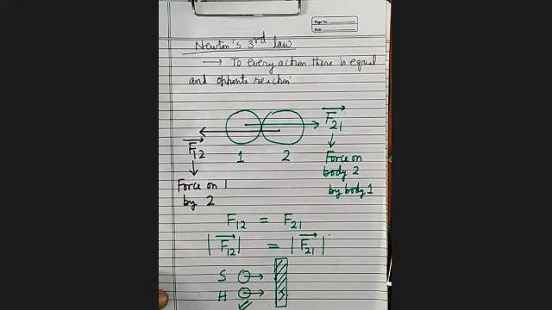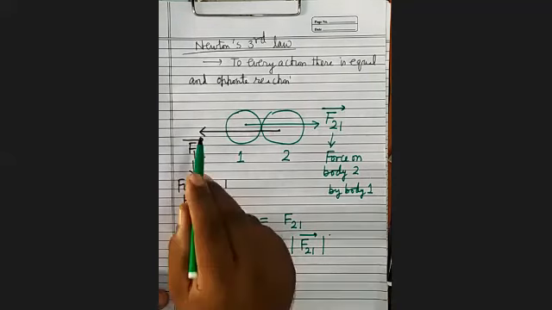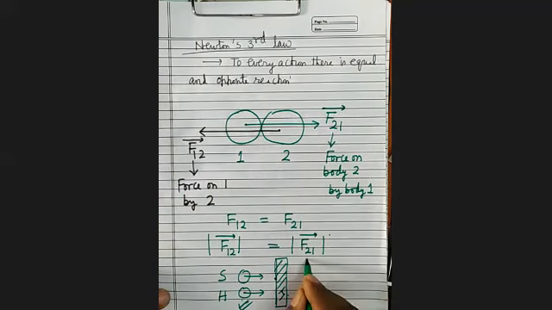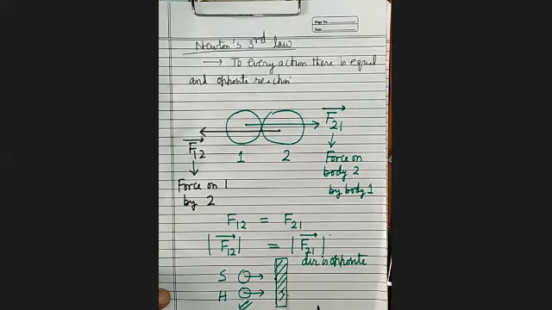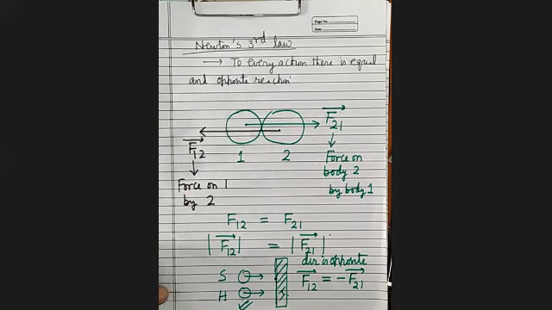Means both forces will be equal in magnitude. But what will you say about their direction? Direction is opposite. That's why it is written as vector F12 equals negative of vector F21. So what is Newton's law of action and reaction? To every action, there is an equal and opposite reaction.